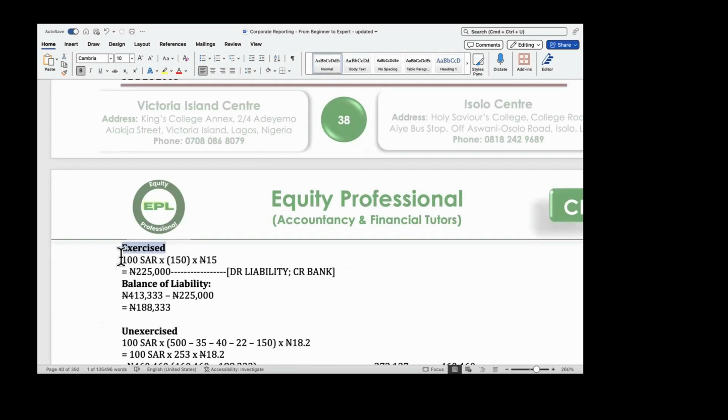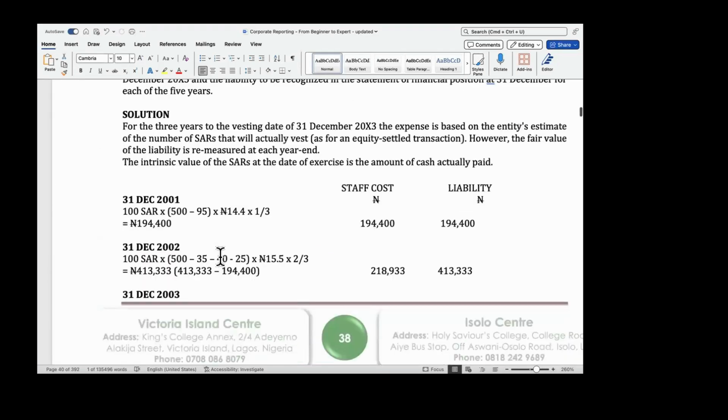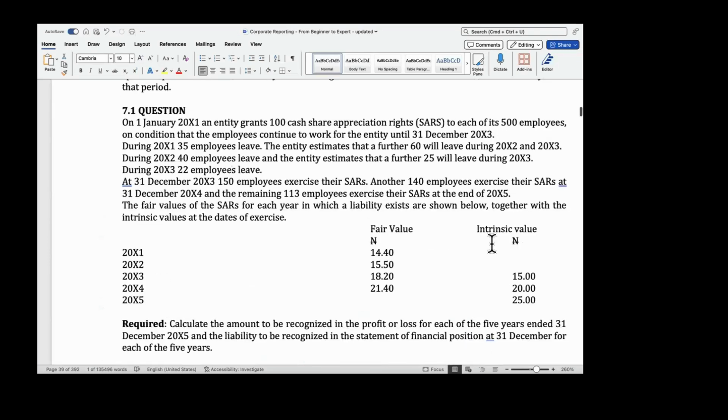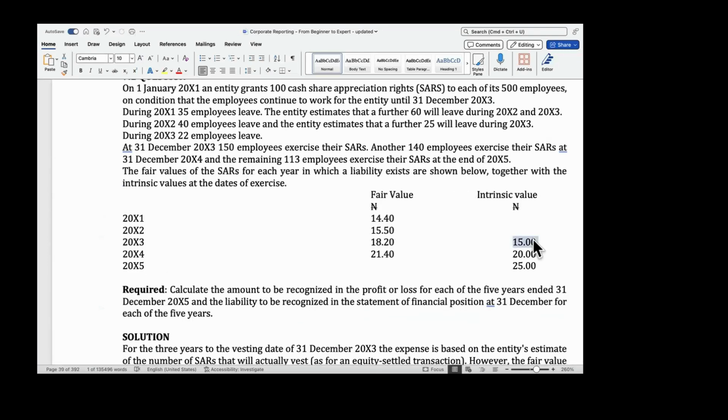So we are giving each of them 100 share acquisition rights. 150 of them exercised, and we are paying them 15 naira per right. And this 15 naira is the intrinsic value. And this is where I got the intrinsic value from the question. They gave us the intrinsic value already.